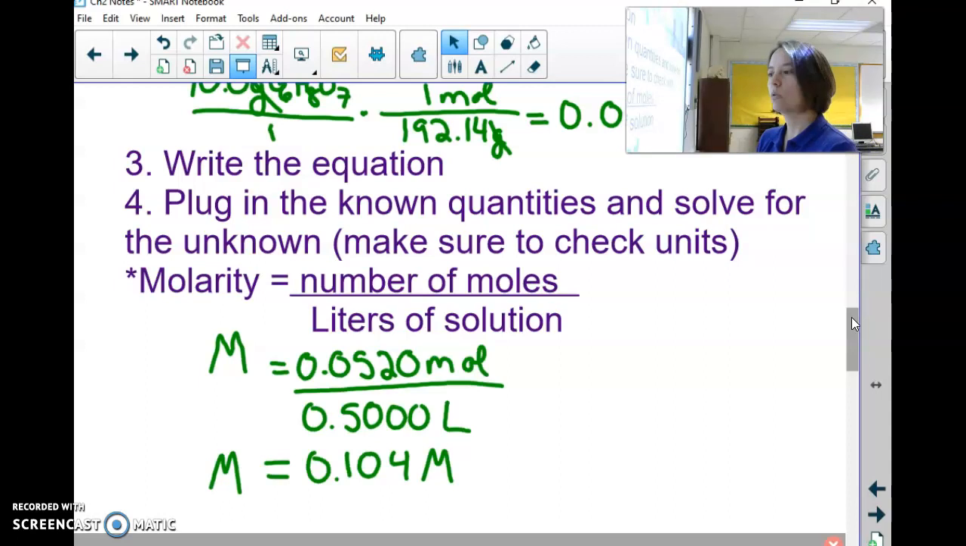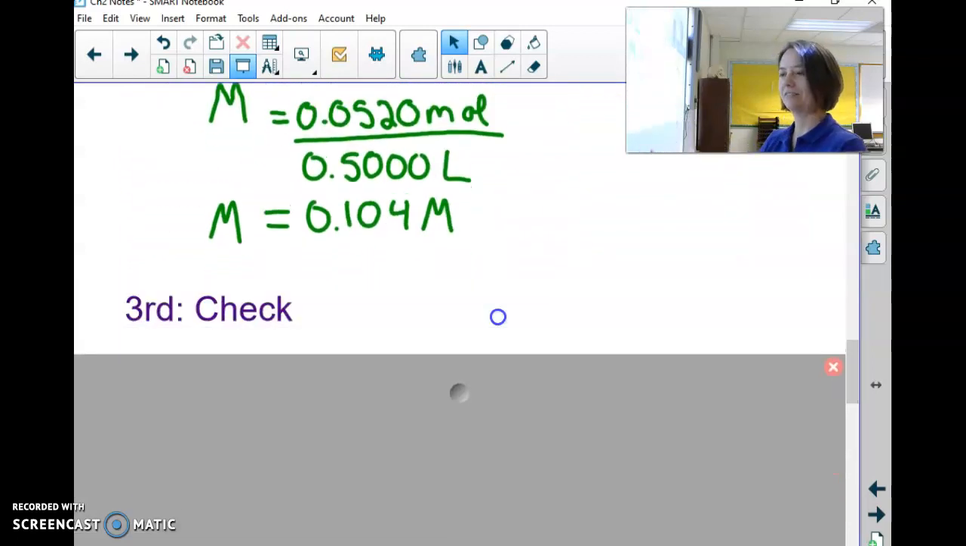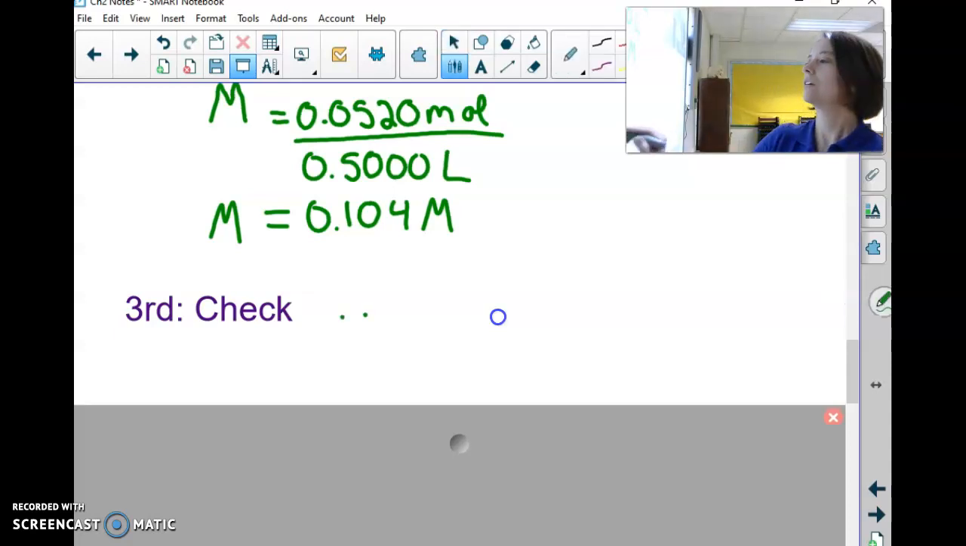Well, I don't have a 1 molar solution, and I don't have 100 grams. I had 10 grams. 10 grams is 1/10 of 100. So my answer should be about 1/10 molar. And it is. So good job, we got a reasonable answer.